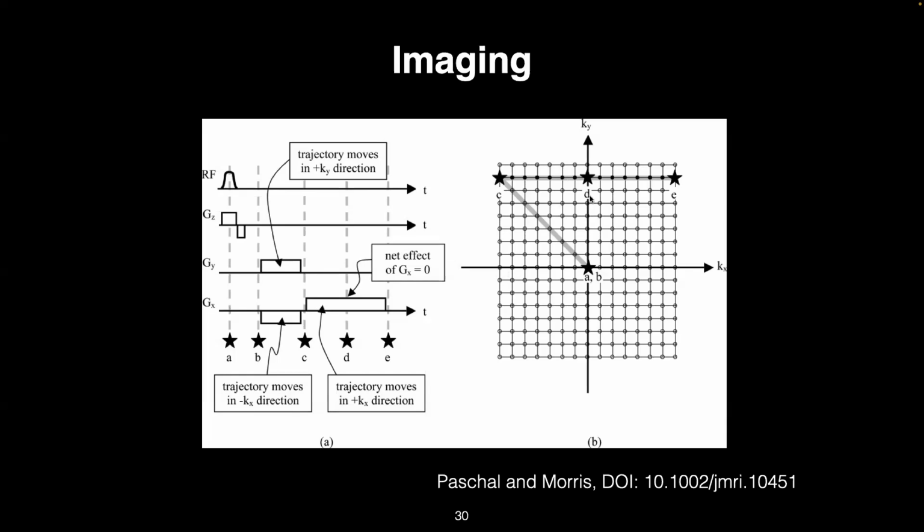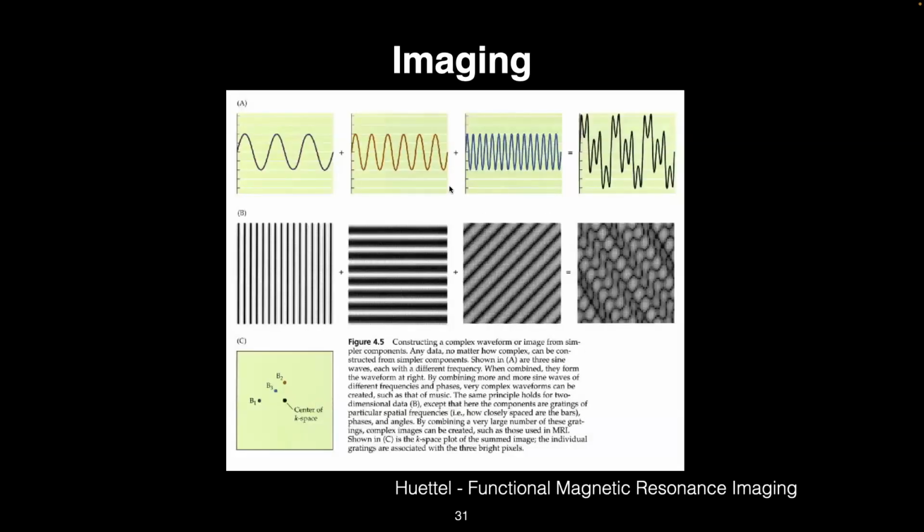So where you are with your gradients, in this space called K space, represents a time integral of the gradients. This determines encoding the information that you need to reconstruct your image. Now, each of these points here represents one of those spatial frequencies that we're encoding. And the Huettel functional MR book has a nice graphical representation of that.